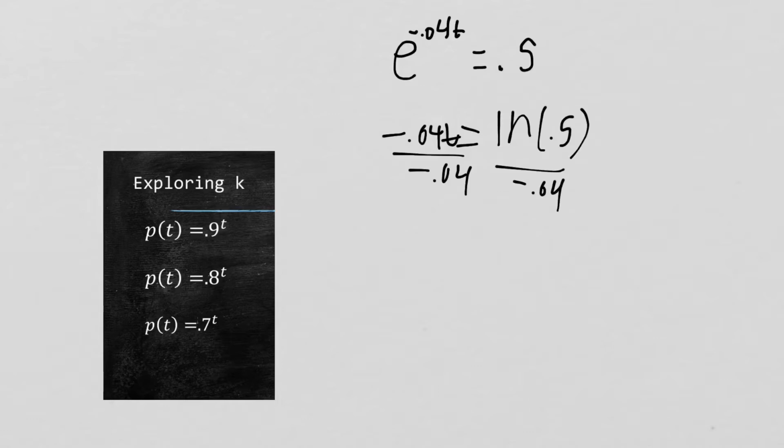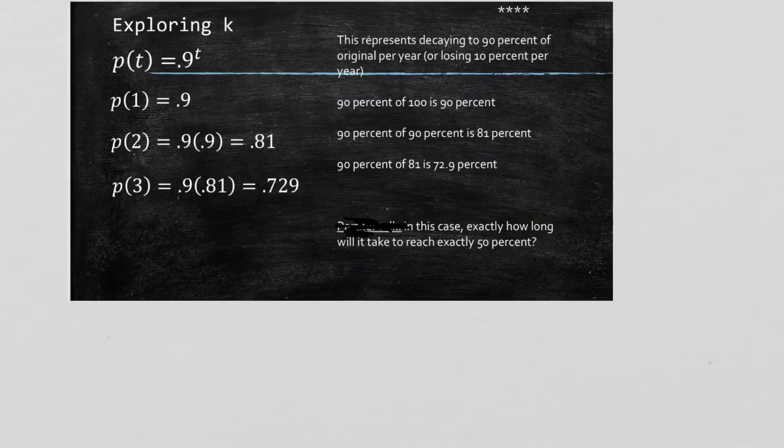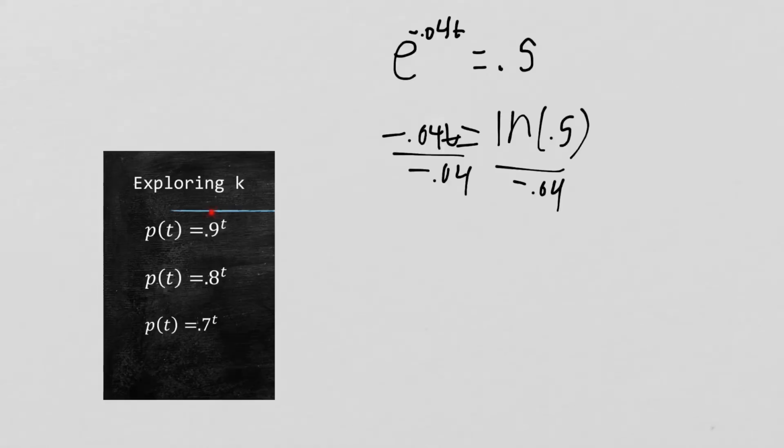So the first thing you should think about here is what kind of decay is this representing? In other words, what percentage are we losing each unit of time in each of these models? So we're losing 10%, right? We're losing 10%. We're losing 20%, and in this case, we're losing 30% as t increases by 1.